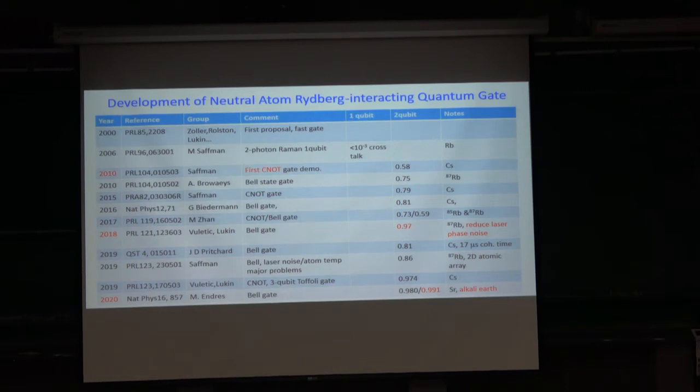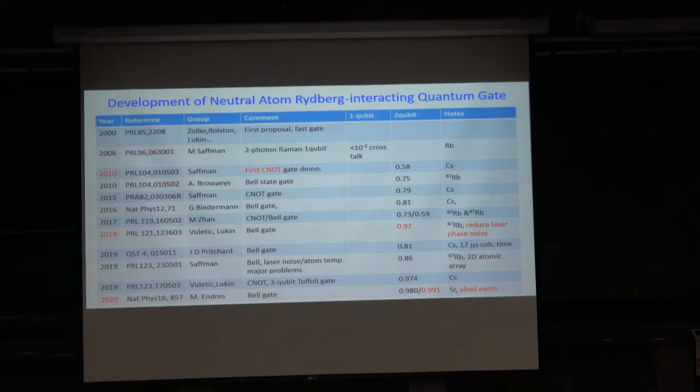However, very recently, Harvard's group just reduced the laser phase noise. It's just a technical improvement. The fidelity can go all the way up to 0.997. Actually, based on Saffman's calculation, the fidelity should be up to 0.999 in the basic scheme. So that was 2018. In 2019, they realized a controlled-NOT gate and a 3-qubit Toffoli gate with this fidelity.